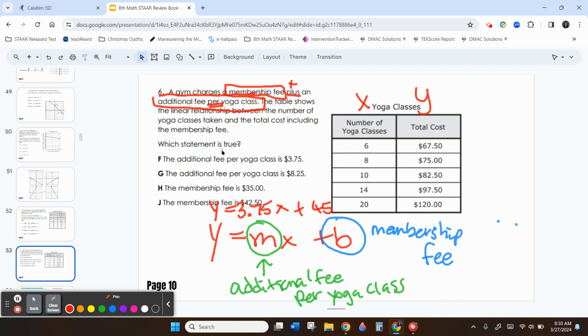So let's read which statement is true. The additional fee per yoga class is $3.75. This is true. The additional fee was not $8.25. The membership fee that started was $45, not $35, and not $42.50. So the correct answer is F.